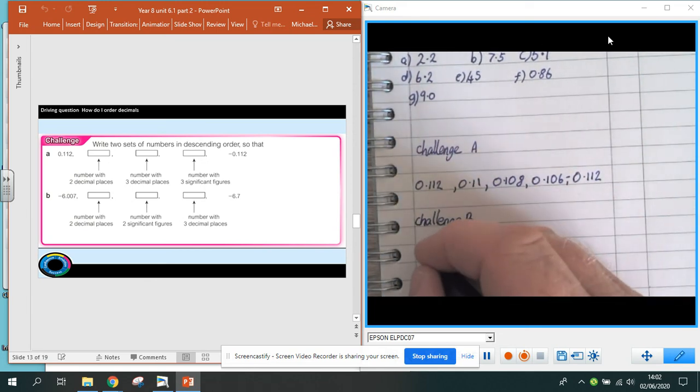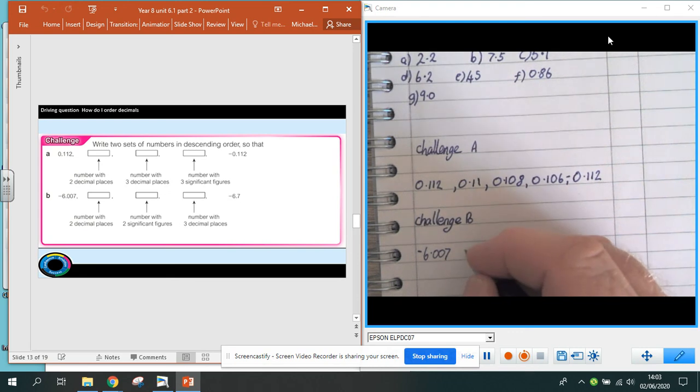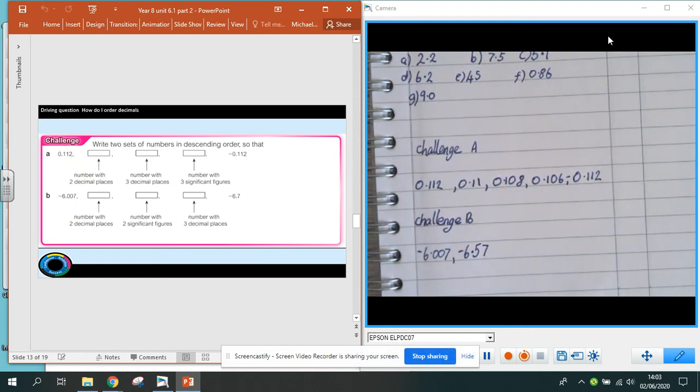My first number is minus 6.007. Now I need a number with 2 decimal places that is between minus 6.007 and minus 6.7. Well, the number that I am going to write with 2 decimal places is minus 6. I could write anything there because it's only after the decimal. 5, 7. That number has got 2 decimal places.